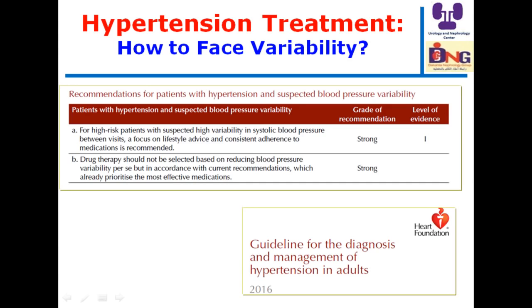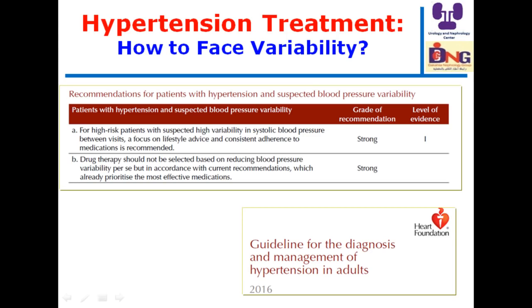Very interesting. If we go to last year's guidelines for the diagnosis and management of hypertension in adults, regarding suspected blood pressure variability, the recommendations are: for high-risk patients with suspected high variability in systolic blood pressure between visits, a focus on lifestyle advice and consistent adherence to the medication is recommended. So we should think of these two important parameters. Drug therapy should not be selected based on reducing blood pressure variability per se, but in accordance with current recommendations, which already prioritize the most effective medications. Both of these are strong recommendations.